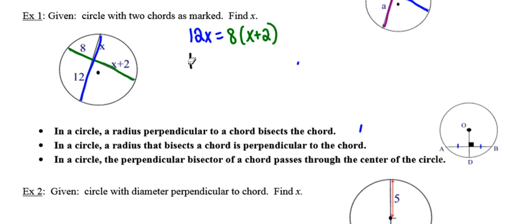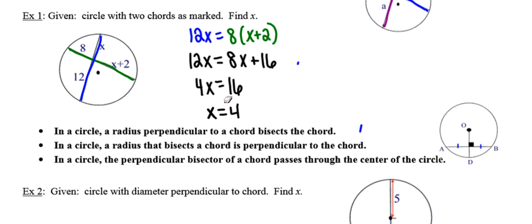So in order to solve this, I'm going to go ahead and distribute on the right side of my equation. I'm going to subtract 8x from both sides. And in order to undo multiplying by 4, I'm going to divide both sides by 4. So I find that the value of x can either be positive or negative 4. Since x in this diagram represents the length of one of the segments, x can't be negative, and I know the value of x therefore has to be positive 4.